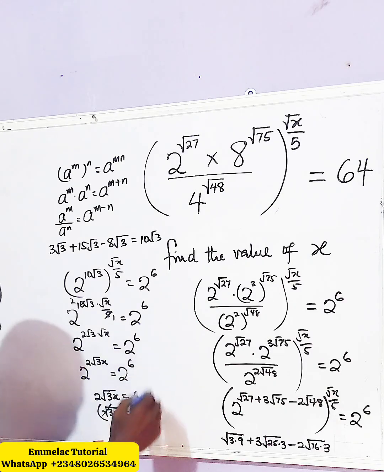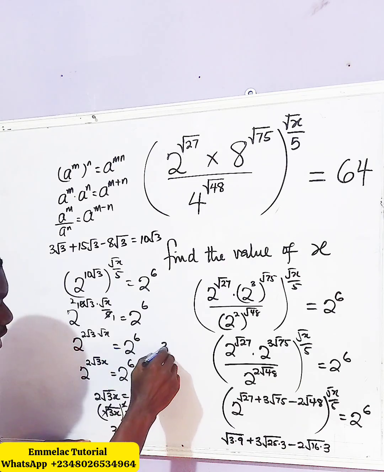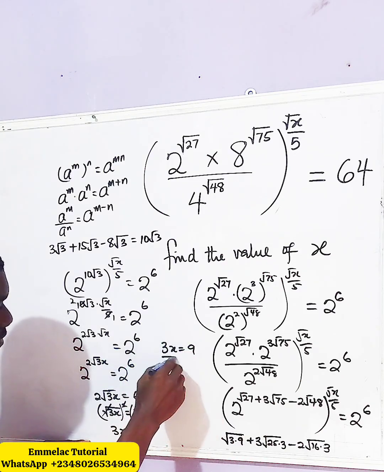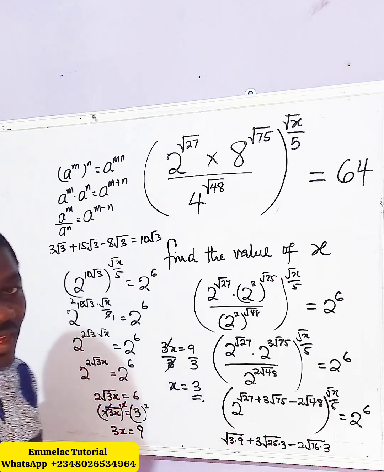So from here, if we are to divide both sides of the equation by 3, we have that 3x equals 9, so our x equals what? 3. And that's the final answer.